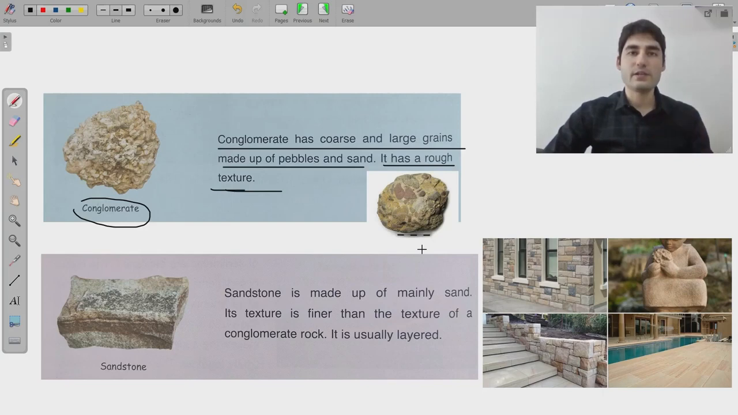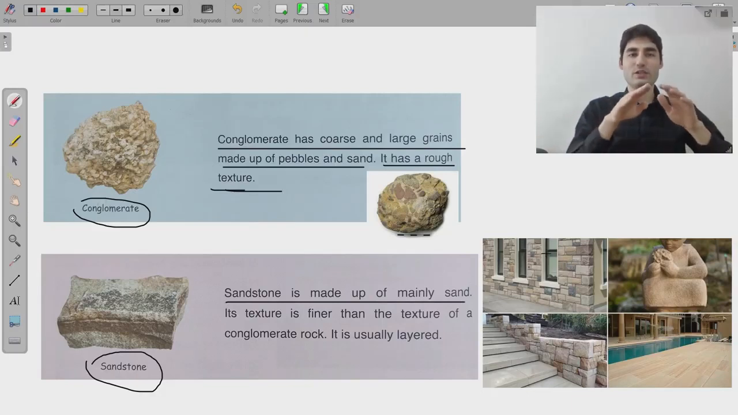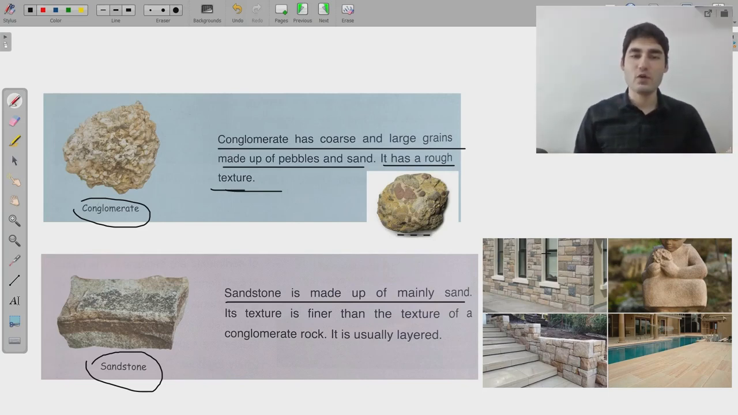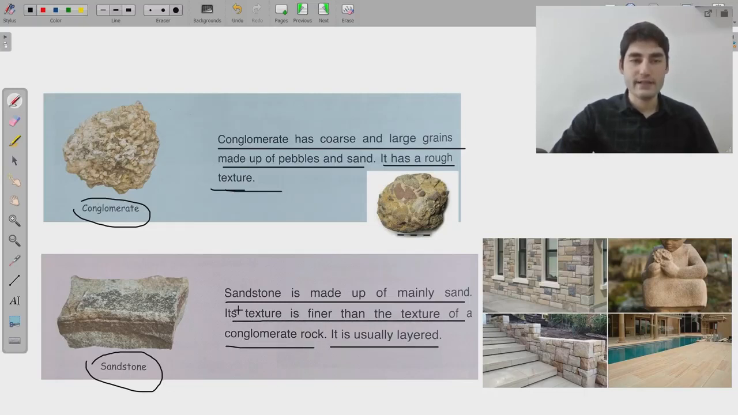Another sedimentary rock is sandstone. We have this sandstone. Sandstone is made up mainly of sand. Do you know sand? At the beach. When you go to the beach, you can even find sandstones. Its texture is finer than the texture of a conglomerate rock. It is usually layered. Layered means it has layers like this.